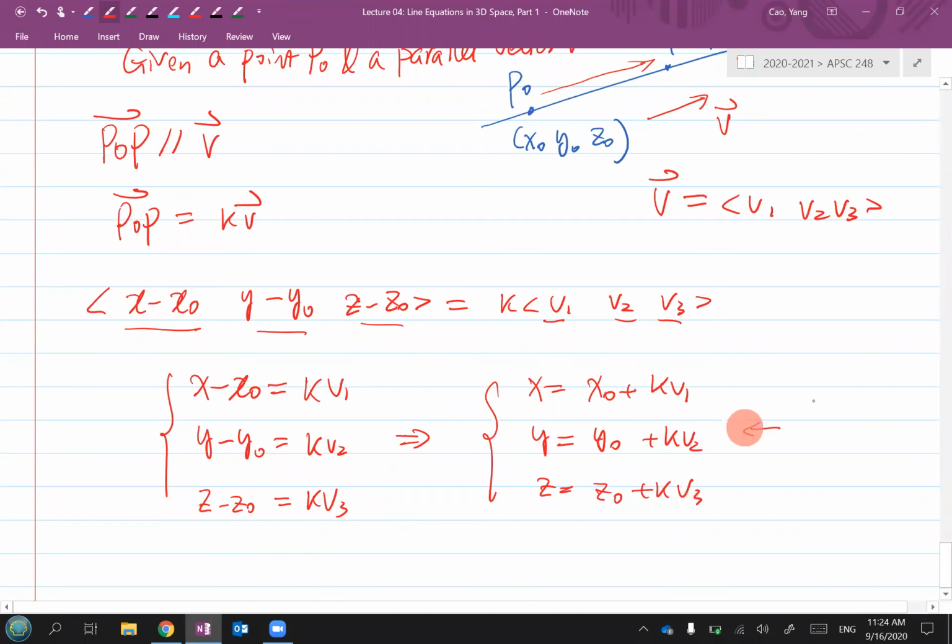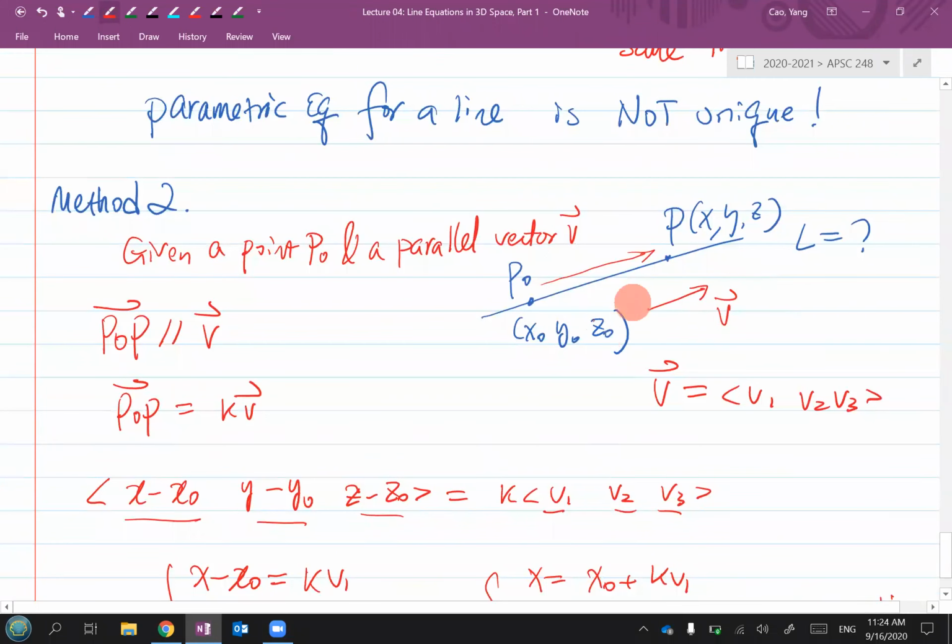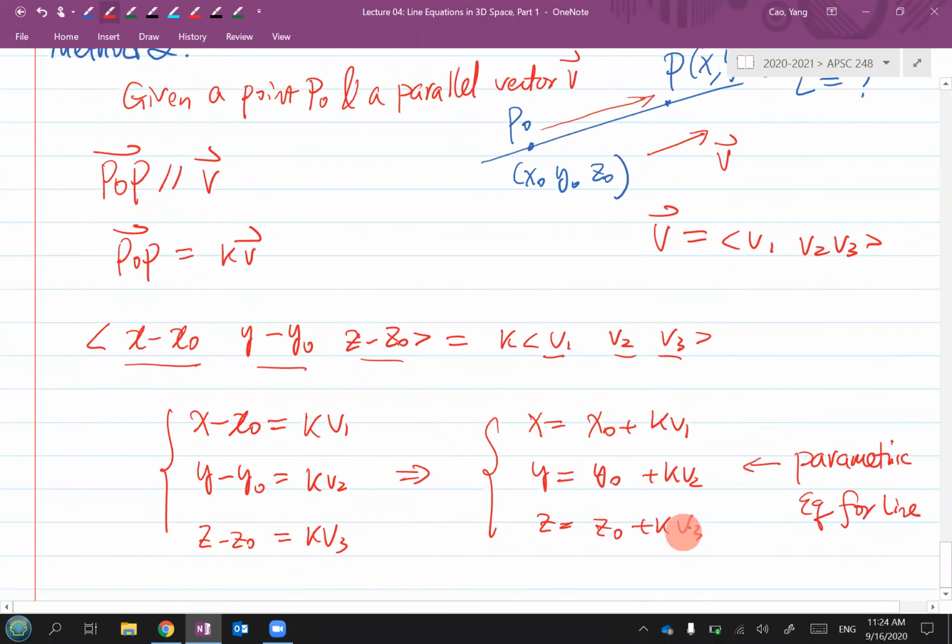Now, this is again the parametric equation for the line. But in this parametric equation, the parameter is not T, it's K now. That's the difference. But this is still a parametric equation. And again, it's not unique. For example, if I choose a different parallel vector, and you can have an infinite number of parallel vectors to the line, then you end up with a completely different equation. You can also have an infinite number of points on L, so you can change this and get another set of parametric equations.